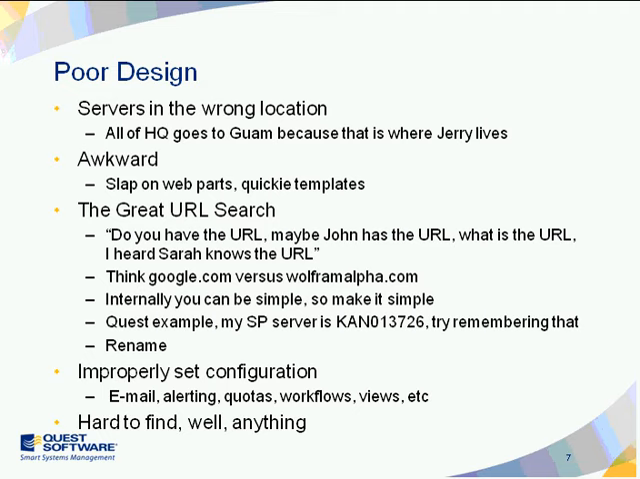Another problem is poor design, where the server's in the wrong location. This is where design happens by first-in type of thing. We have an organization that's using a fairly sophisticated SharePoint environment, but even though the head office is in the U.S., everybody goes to Guam because that's where Jerry lives, and that's where Jerry brought it up initially, and nobody's ever thought to move it. And you go through a whole bunch of challenges where your patterns do not reflect your IT infrastructure. So that's a fairly consistent poor design.